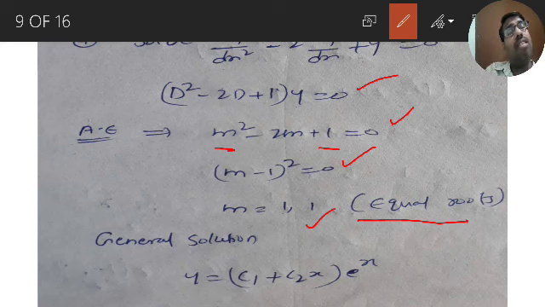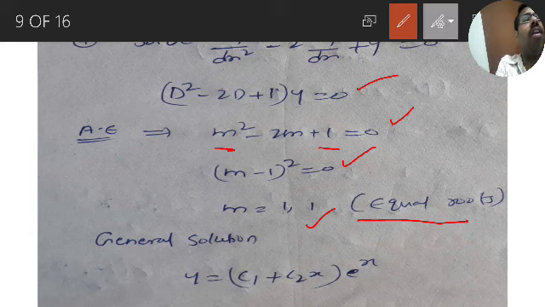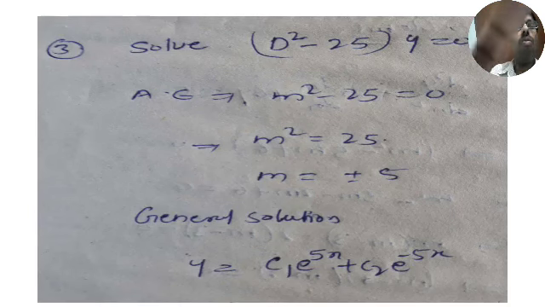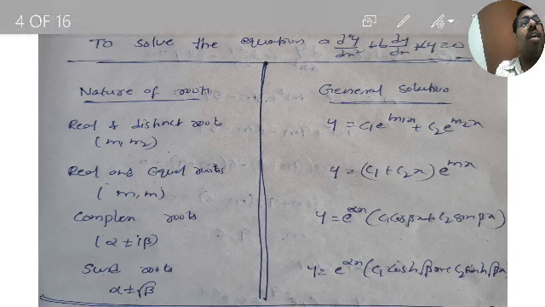The second case: two roots, they are real numbers and they are equal. Real and equal. So then what is the general solution? The general solution is y is equal to c1 plus c2x into e power of 1 into x, that is e power of x. Are you getting, guys? So the second case, I want to show you the second case, guys. Wait. So this is our second case. What is our second case?